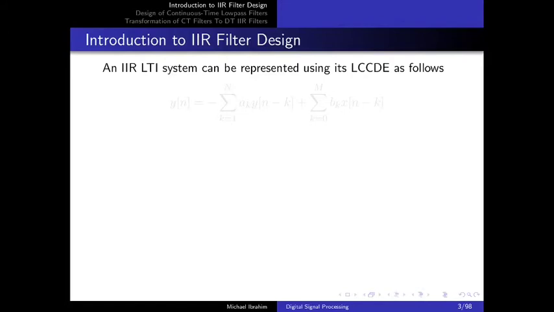In general, any IIR LTI system can be represented by the following LCCDE, which is simply saying that the present value of the output y of n depends on two terms. The first term is a summation of the previous outputs, which means we have a feedback, and the other summation depends on the present and previous values of the input.